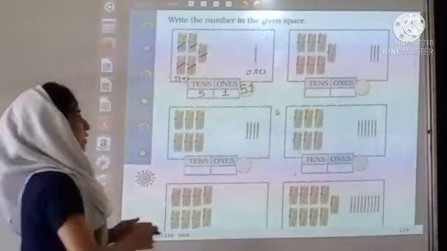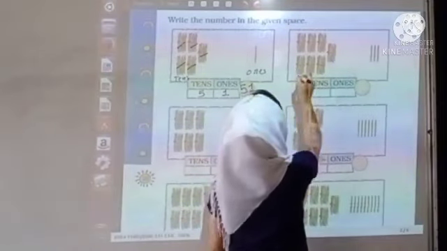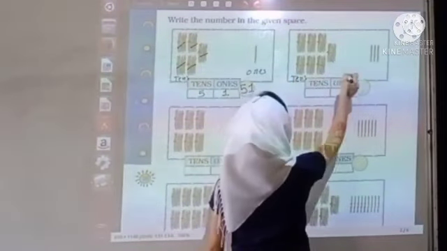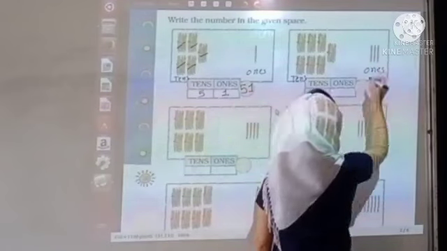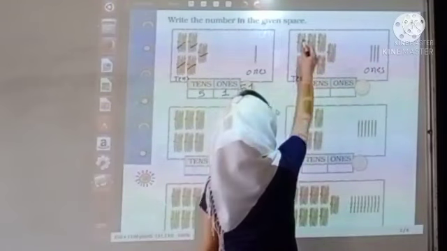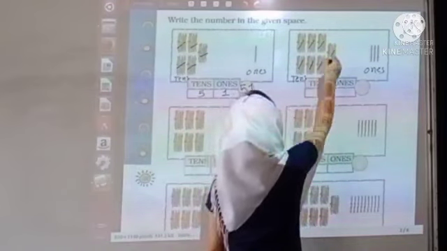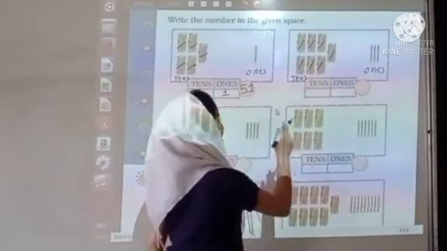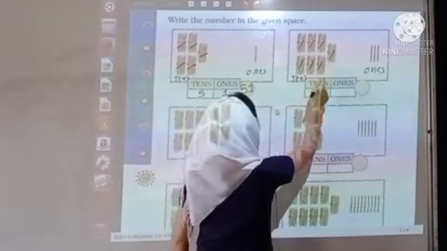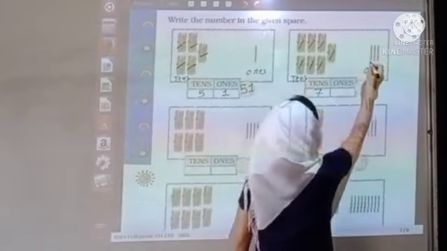Right students? Likewise here, we are going to place tens and ones again. Right? So we need to see the tens: 1, 2, 3, 4, 5, 6 and 7. So the tens is 7 bundles. So 7 tens, and how many ones are there?